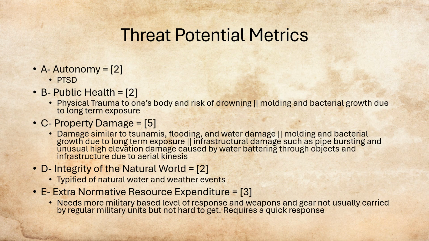C. Property damage is rated at a 5 for damages similar to tsunamis, flooding, and water damage, molding and bacterial growth due to long-term exposure, and infrastructure damage, such as pipe bursting and unusual elevation damage caused by water puttering through objects and infrastructure due to aerokinesis. D. Integrity of the natural world is rated at a 2, which is typified of natural water damage and weather events.